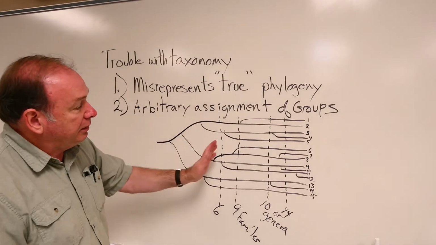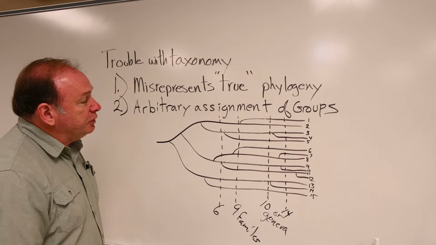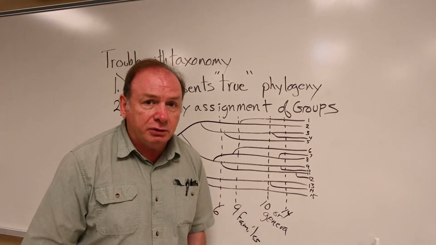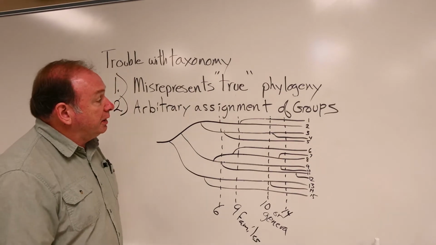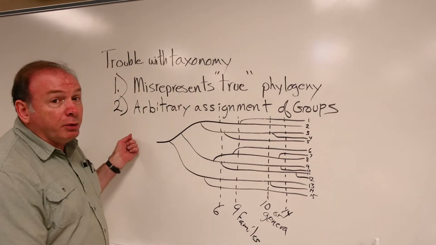So arbitrary assignment according to somebody's opinion, where those lines should be drawn to separate out how many genera, how many families, orders, and so forth are in a particular phylogenetic lineage. Now on to number 3.